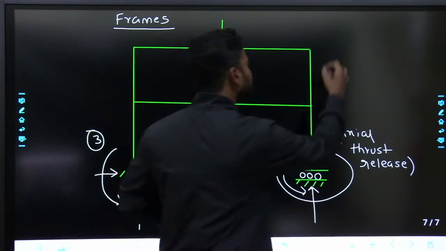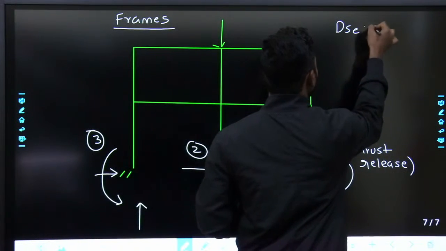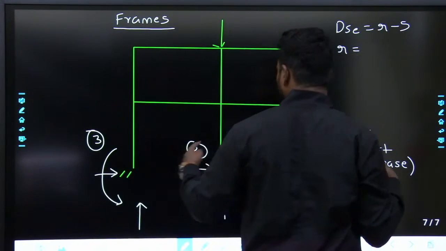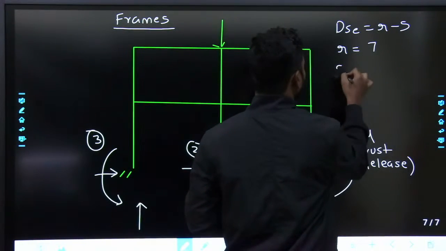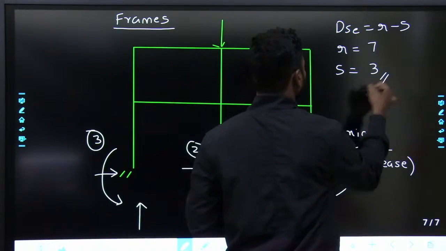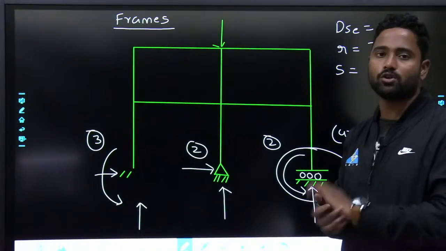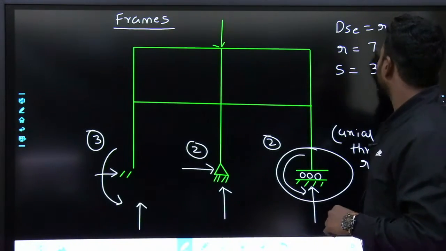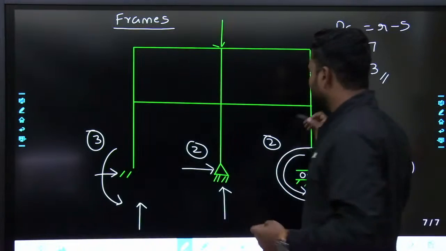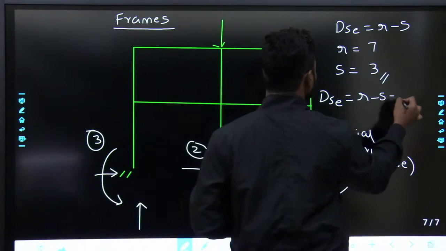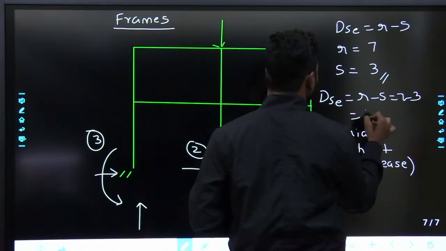DSE, external indeterminacy, is equal to R minus S. Number of reactions is equal to 3 plus 2, 5 plus 2, 7. Number of equilibrium equations, same, 3: sigma Fx is 0, sigma Fy is 0, summation of moments is also 0. So R is equal to 7, S is equal to 3. DSE is equal to R minus S, 7 minus 3, that is equal to 4.